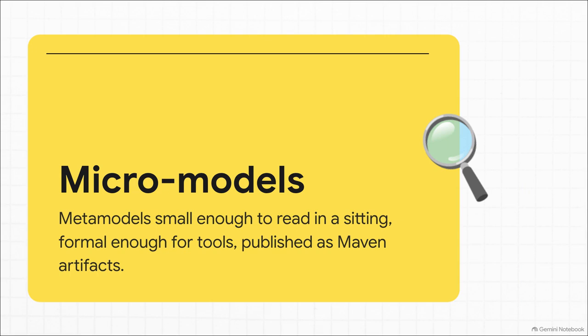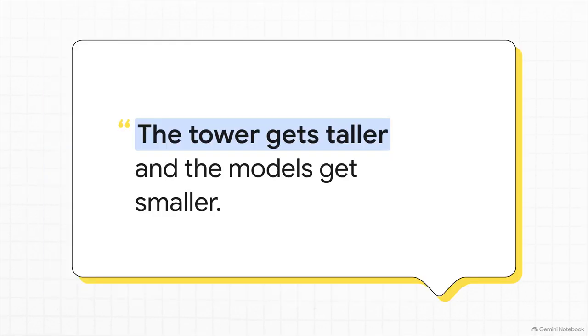We're talking about metamodels, small enough to read in a single sitting, formal enough for tools and AI agents to parse, and published and consumed as ordinary Maven artifacts. The tower itself is simply the discipline that keeps them small. It enforces a strict rule. Each floor extends the floor below it and adds exactly one concern. Because everything above a floor inherits its vocabulary, no single model has to define more than its own specific concern.